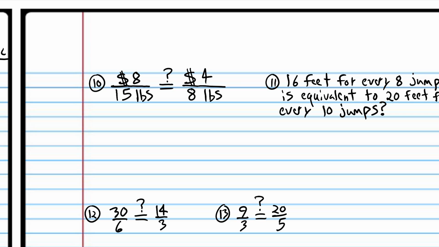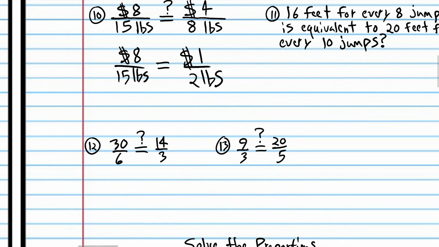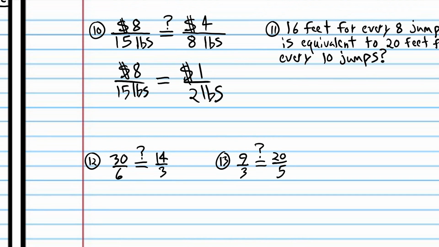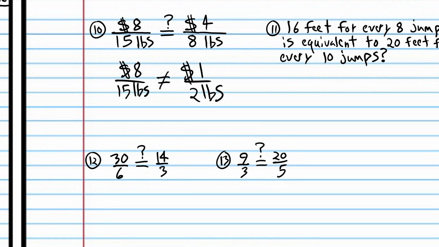All right, we're back. The fraction on the left side is already in lowest terms, so we can't do anything with that. But the fraction on the right, we can divide both numbers by 4 to get $1 for every 2 pounds. And you can see that this equation is not true. 8/15 is not equal to 1/2, so the proportion statement is false. So if you said false, good job. But remember, you have to show this intermediate work. Don't skip over that work.